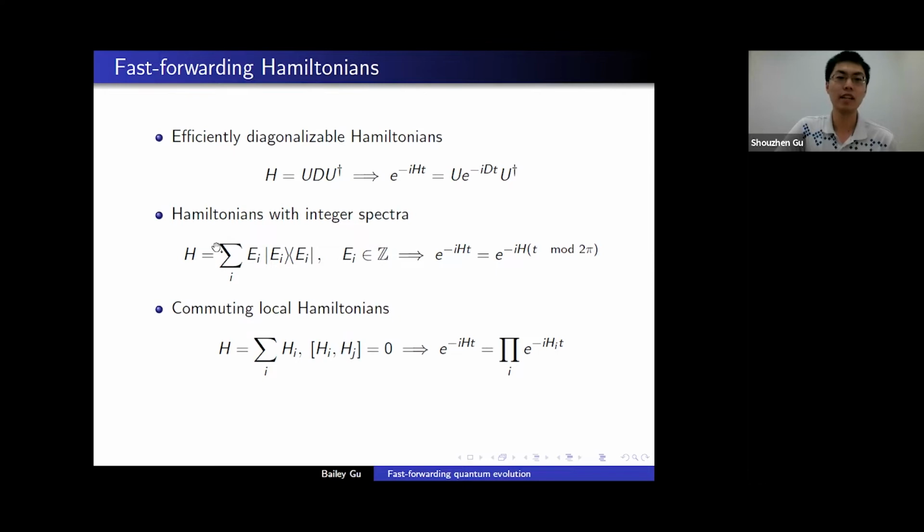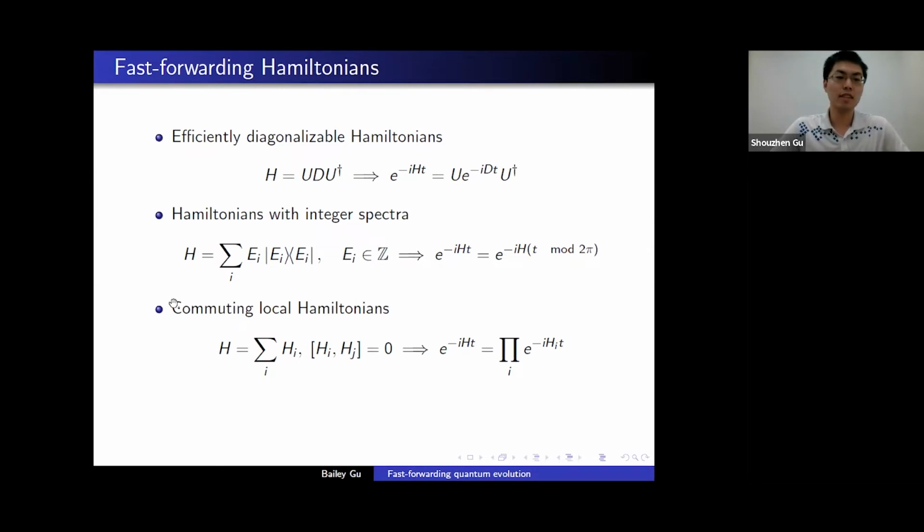Another case where we can fast forward is if the Hamiltonian has an integer spectrum. So all the eigenvalues are integers. In this case, the evolution of the system is actually periodic. So if we want to simulate the system for a large amount of time t, then we can just take t mod 2 pi and it will give the same result. And then we can do the simulation for this constant time using any traditional method, for example, Trotterization.